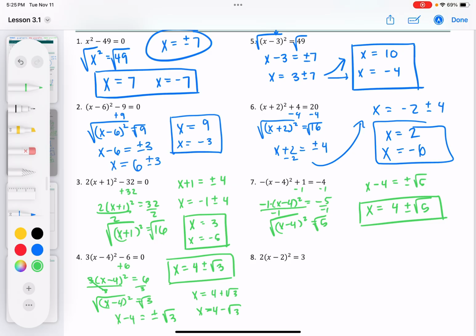Man, I'm just making mistakes all over the place. I just noticed that 6 divided by 3 should be a 2. So this would have been a 2 inside that radical.